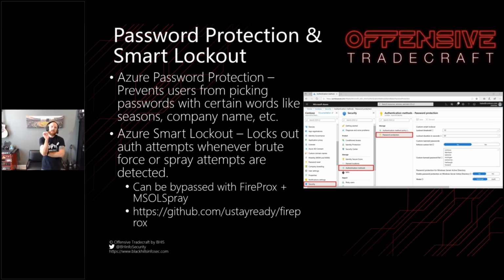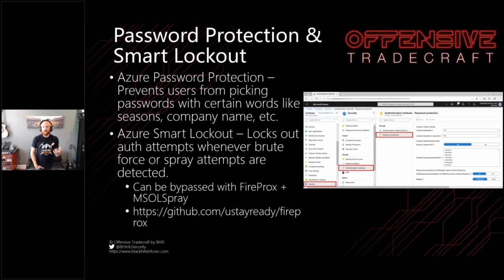Password Protection is basically another filter on Azure that allows you to prevent users from choosing certain things like seasons or the company name. We've seen in practice that it works really well at preventing users from choosing bad, sprayable passwords. Azure Smart Lockout is the facility that I found actually locks out authentication attempts whenever you brute force or spray an account from a single IP address.